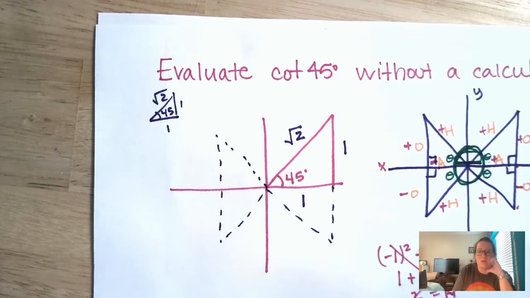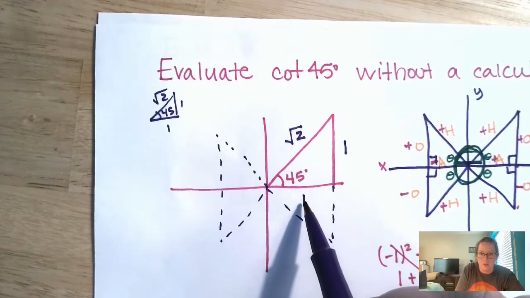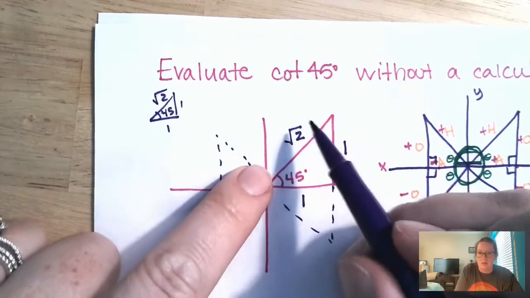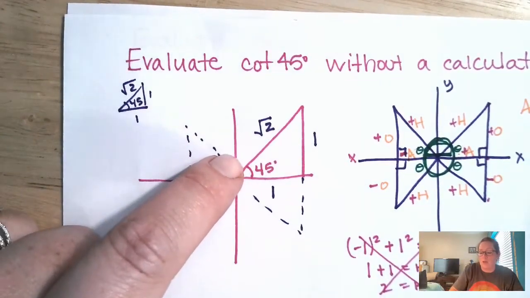Okay, now let's label them as positive and negatives. This is positive x value, so we're good there. Positive y value, so we're good there. And then hypotenuse is always positive. So we don't need to change any of those values to negatives.